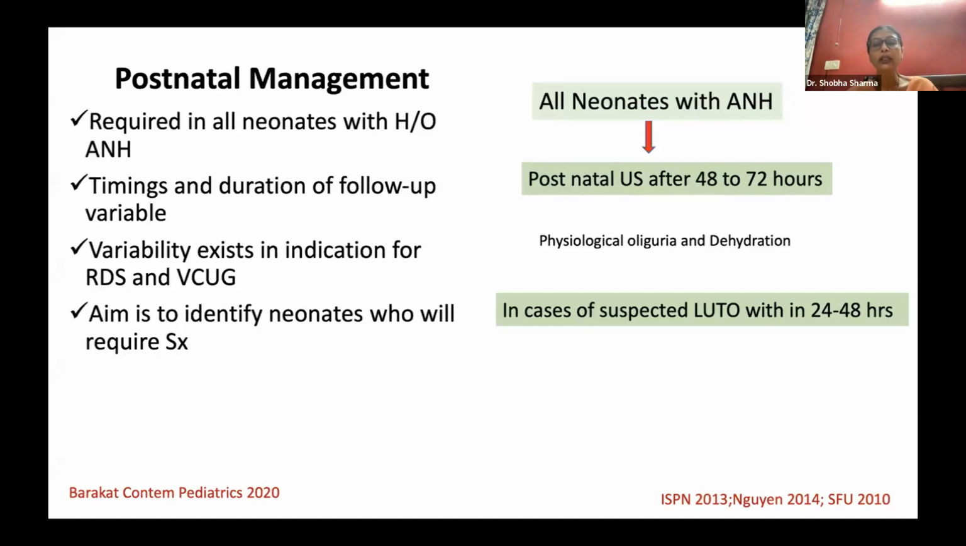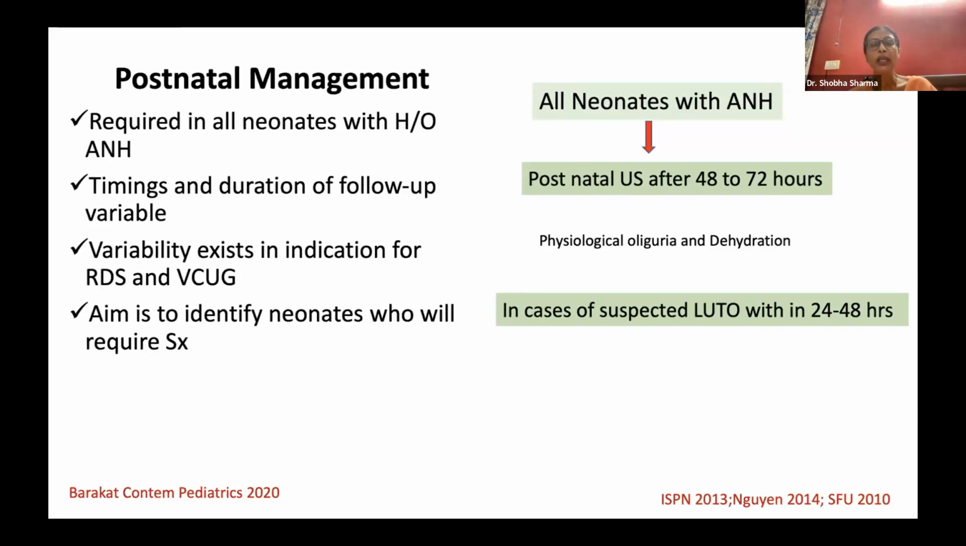Most importantly, all the neonates who had a history of antenatal hydronephrosis have to have postnatal monitoring. Even if there is improvement in the antenatal period, which has shown in the third trimester, there is no hydronephrosis, even then one postnatal ultrasound after preferably 48 to 72 hours has to be done.